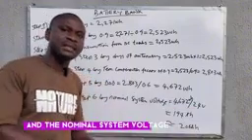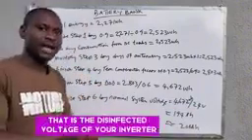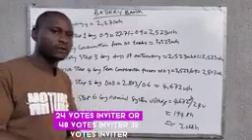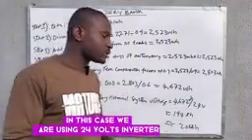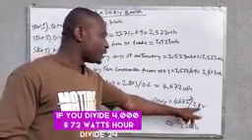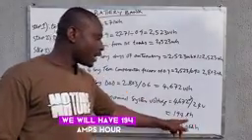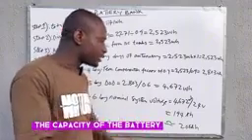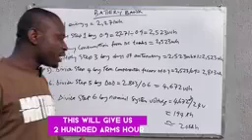And the nominal system voltage, that is the DC input voltage of your inverter. Are you going to use a 12 volt inverter, 24 volt inverter, 36 volt inverter, or 48 volt inverter? In this case, we are using a 24 volt inverter. So if you divide 4,672 watt hour by 24, we will have 194 amp hour. It has changed to amp hour, the capacity of the battery. Then approximately this will give us 200 amp hour.